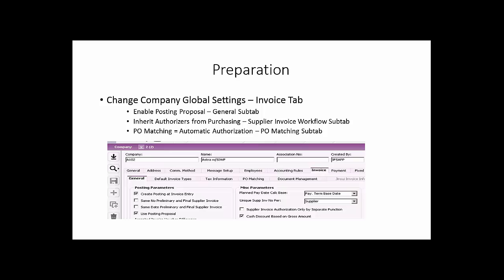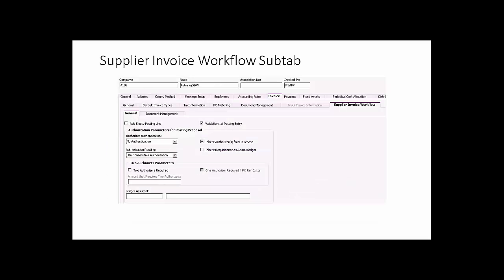It's going to turn on the supplier workflow, and the total manual process will no longer be available in the data entry screens for your users. The second one, when you enable that, the supplier workflow sub-tab of the company setting on the invoice tab will be illuminated. And then the last one is you'll be able to adjust the PO matching to automatic authorization on that PO sub-tab. This is the supplier invoice workflow tab that's been enabled.